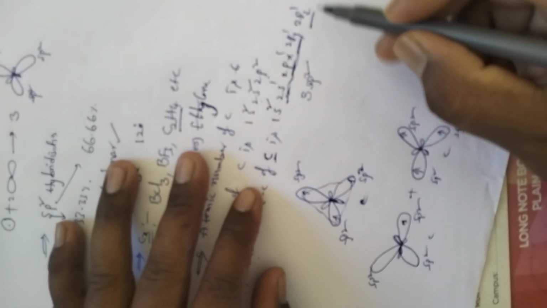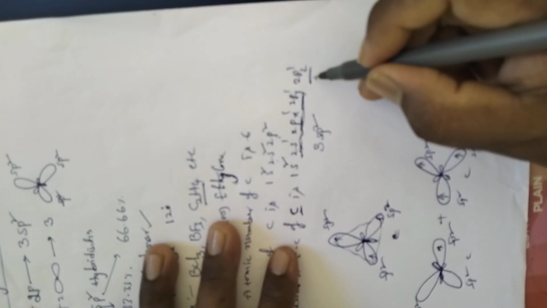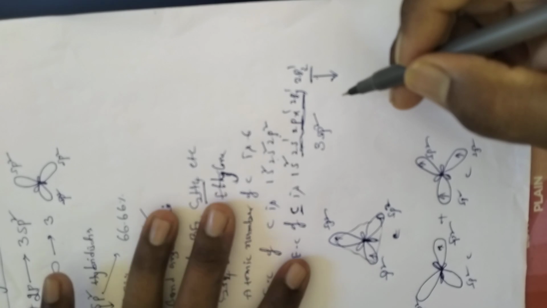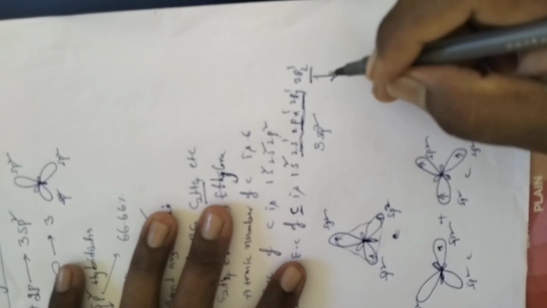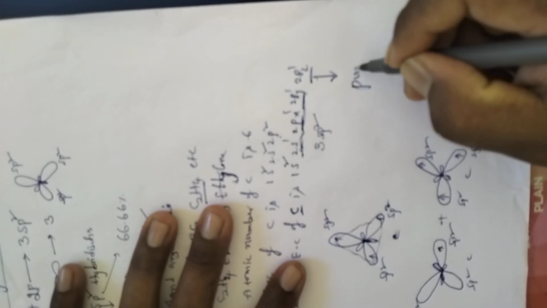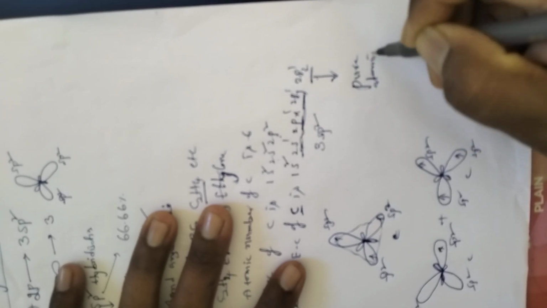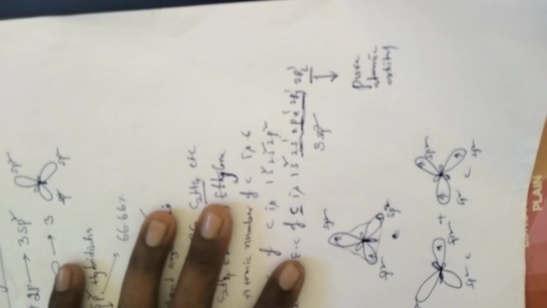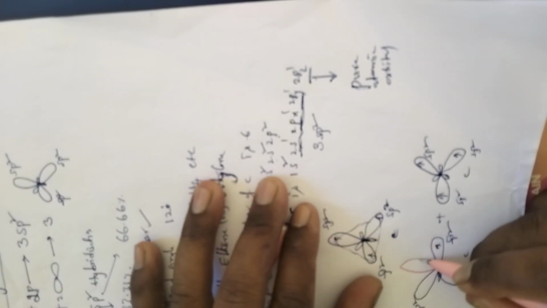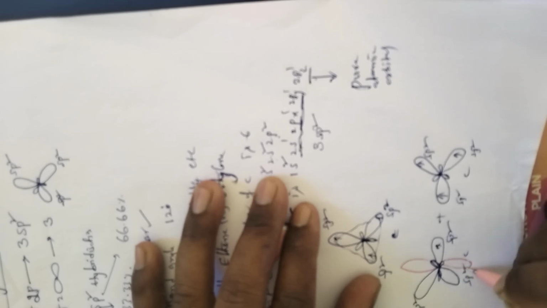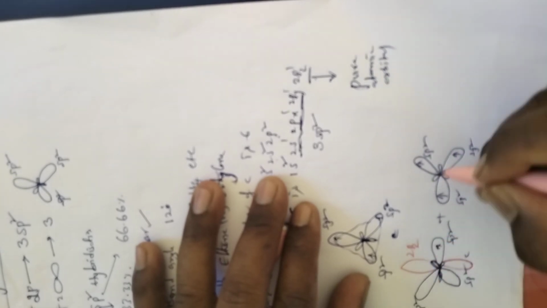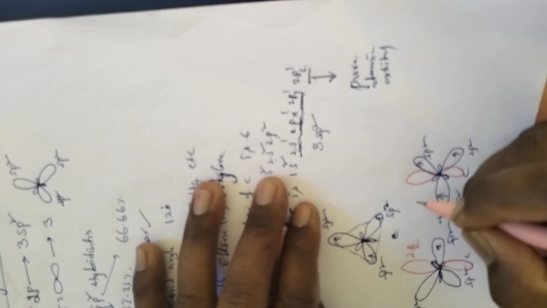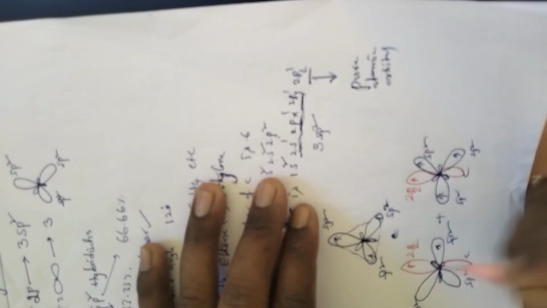Only one atomic orbital, the 2pz orbital, is not involved in the sp2 hybridization. That is called the unhybridized orbital. It is also called the pure atomic orbital. The shape of the p orbital is dumbbell shape. This is the 2pz orbital. Now I am taking the 2pz orbital of another carbon in another color.